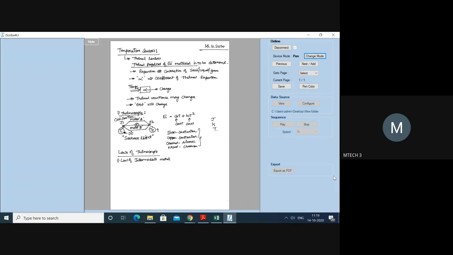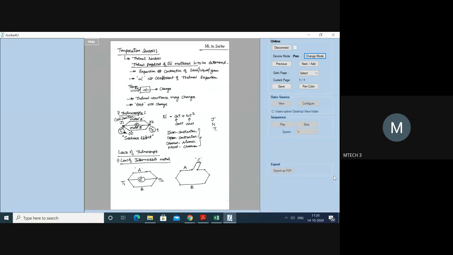Now, what does the law of intermediate metal state? What is the basic principle of thermocouple? If I have two different materials like this, this is metal A and this is metal B, then this is T1 and this is T2. What is going to happen? The EMF E is going to be generated. Now the law of intermediate metal says, let's say this is metal A. Now I will break this circuit. I will have one more metal called C. Now we have C, and B is as it is.